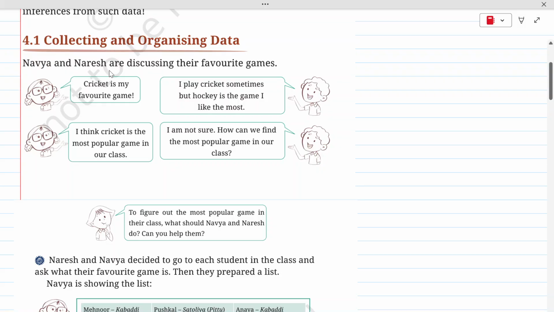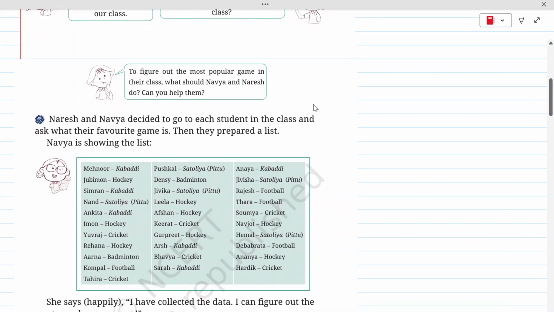So here Navya and Naresh are two kids who are discussing their favorite games. She says that cricket is my favorite game and I think cricket is the most popular game in our class. And Naresh says that I play cricket sometimes, but hockey is the game I like the most. I am not sure how we can find the most popular game in our class. So these two kids are discussing their favorite games and they want to know how many friends in their class like which game. Okay, so to figure out the most popular game in their class, what should Navya and Naresh do? Can you help them?